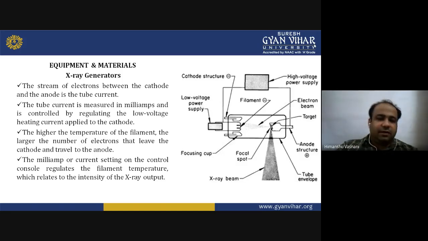You can see the filament on the right-hand side in the diagram. The higher the temperature of the filament, the larger the number of electrons that leave the cathode and travel to the anode. So the milliampere or current setting on the control console regulates the filament temperature, which relates to the intensity of the X-ray output.